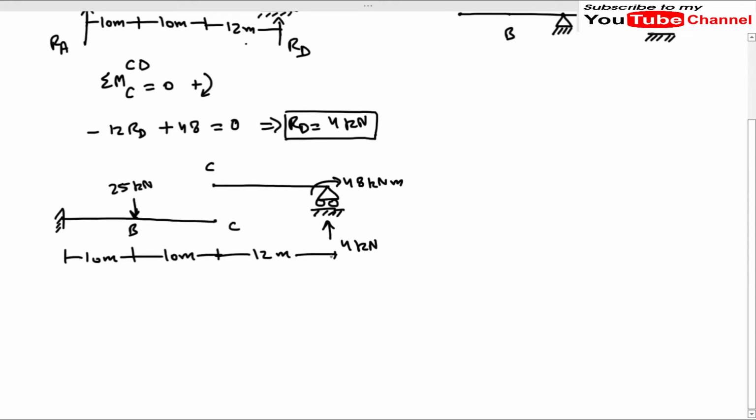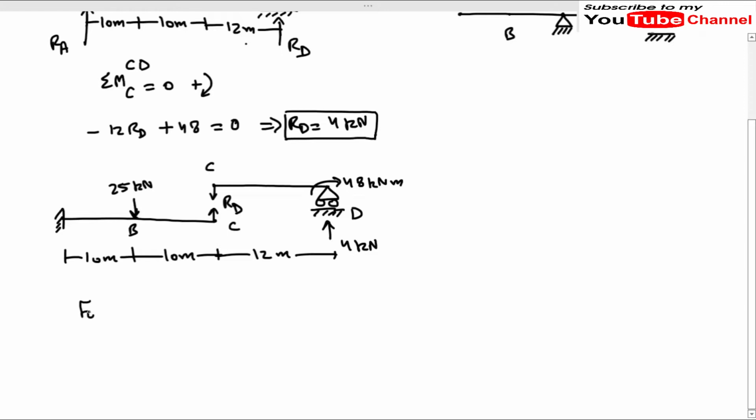Here we have a reaction at D, so it means that there should be a reaction at this point C. Like this will be our reaction. Both of these reactions will be in opposite directions like this. So first of all, we will consider this CD portion.